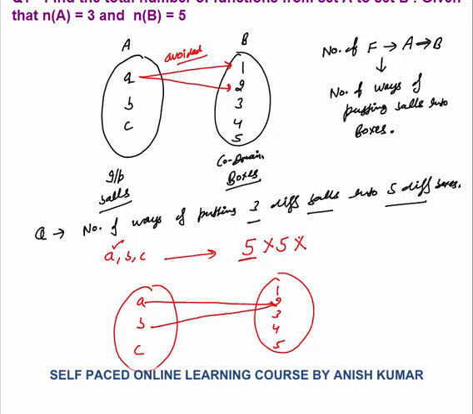And ball number C also has 5 choices. Ball number C can also go to box number 2. It will be a function because every input has one output. So ball C can also have 5 choices. Let's say one of the choices is ball C goes to box number 4. So again 5 choices. So the total number of functions would be 125. Very important question. This question is a perfect mix of functions and permutation and combination.